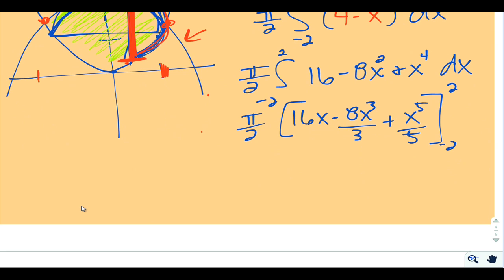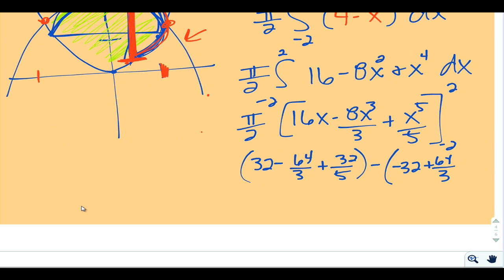There we go. If I plug in a 2, I end up with 32 minus 2 cubed is 8, 8 times 8 is 64, so 64 over 3, plus, if I plug in a 2, 2 to the 5th power is 32 over 5, minus, if I plug in a negative 2, I get negative 32, then negative 8 cubed, and a negative times a negative is a positive, right? 64 over 3. If I plug in a negative 2, I get negative 32 over 5. Don't forget about your pi over 2 in the front.